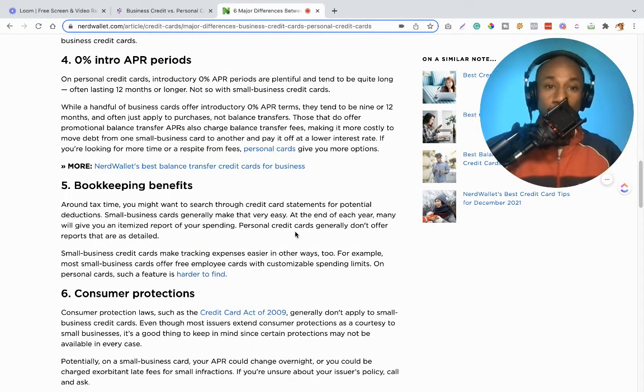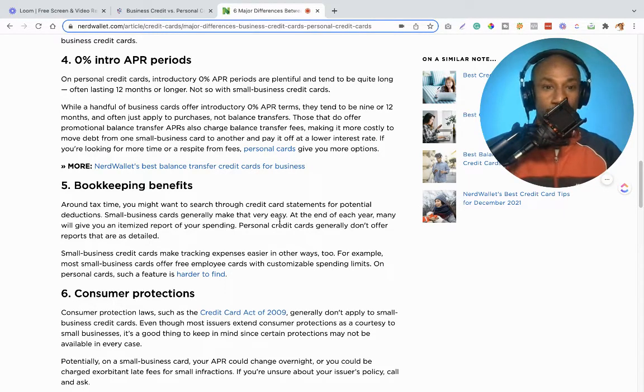On personal credit cards, introductory 0% APR periods are plentiful and tend to be quite long, often lasting 12 months or longer. Not so with small business credit cards. While a handful of business cards offer introductory 0% APR terms, they tend to be 9 or 12 months and often just apply to purchases, not balance transfers.